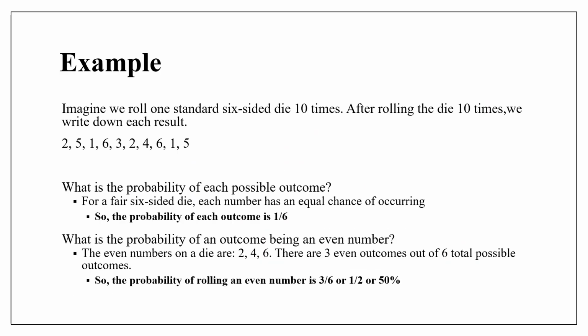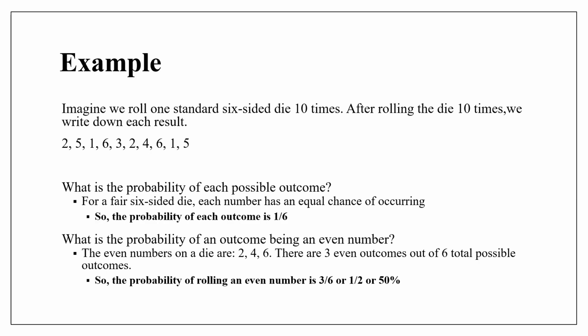Here's a quick example for this. Imagine that we roll one standard 6-sided die 10 times. After rolling the die 10 times, we write down each result. So here we have 2, 5, 1, 6, 3, 2, 4, 6, 1, 5. And here are 2 questions that are being asked for you to do using this particular data set. The first one is to calculate what is the probability of each possible outcome.